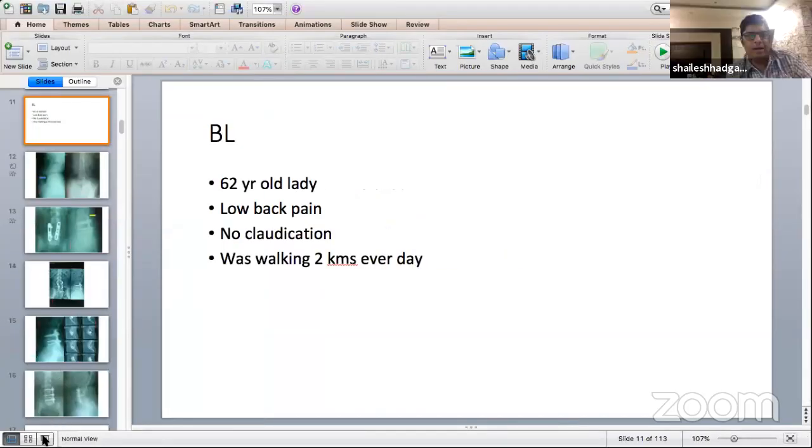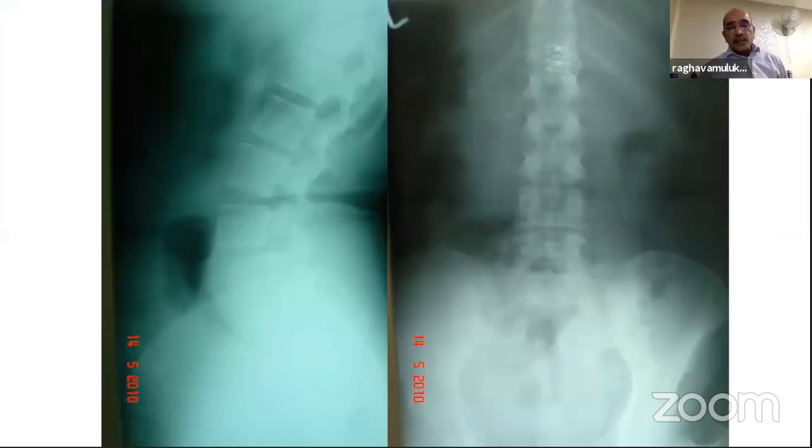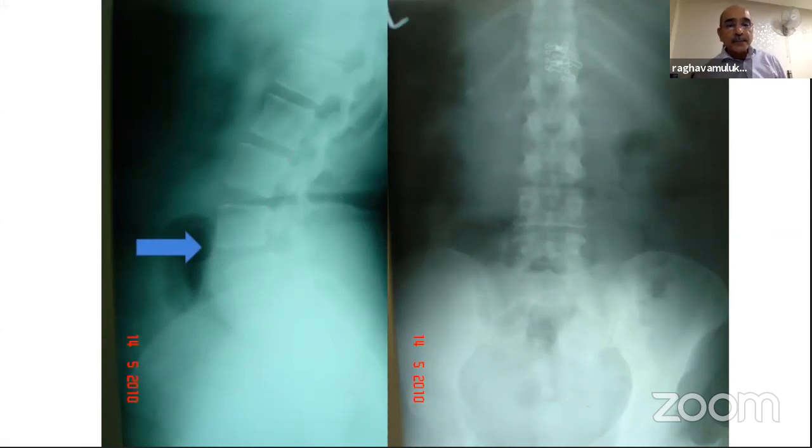Now, low back pain, no claudication, was walking 2 kilometers every day. And this is her case. As you can see, this is about 10 years old. Now, I'm sorry for the poor quality x-ray. This is a listhesis here of L4 over L5. Can you see my cursor? Yes. Okay. You have to trust what I'm telling you. Now, that's the listhesis there. And this was what was done.